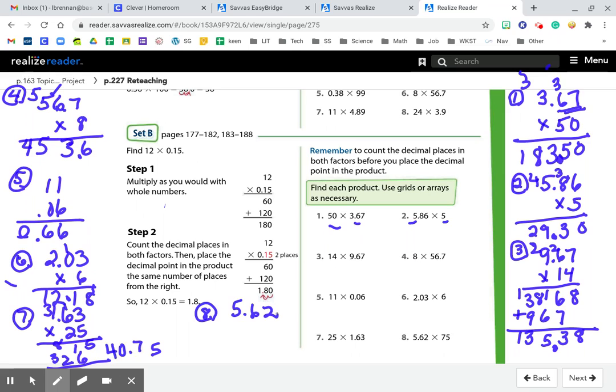5.62. You have notebook paper, spread your work out. 5 times 2 is 10, carry the 1. 5 times 3 is 30, plus 1 is 31. 25 plus 3, 28. 7 times 2 is 14, carry the 1. 7 times 6 is 42, plus 1 is 43, carry the 4. 7 times 5 is 35, plus 4, 39. Add them up.